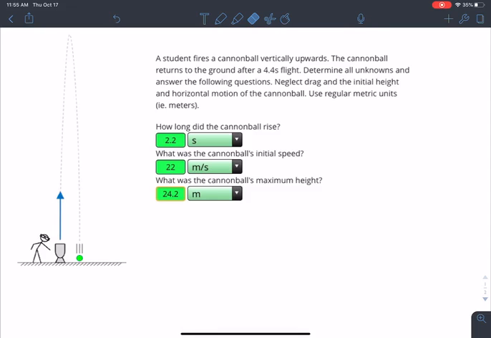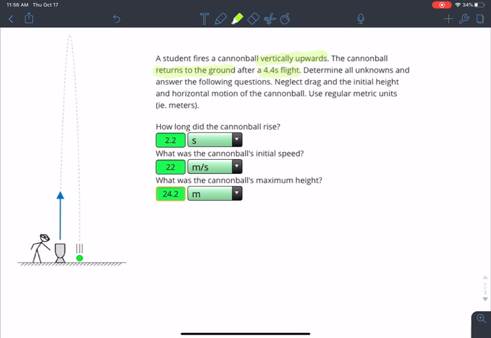Looking through Positive Physics, we're on a free fall problem set. This is problem number 2 from complete problem set 3. A student fires a cannonball vertically upwards. We want to identify "vertically upwards." The cannonball returns to ground. You need to think what that means. After a 4.4 second flight, we need to determine all unknowns and answer the following questions.